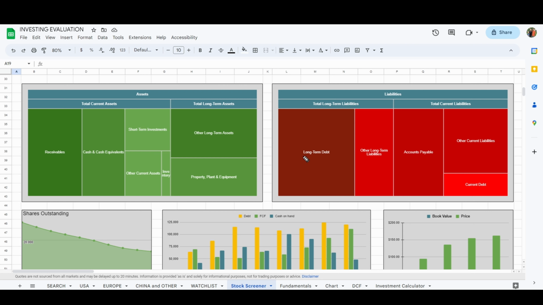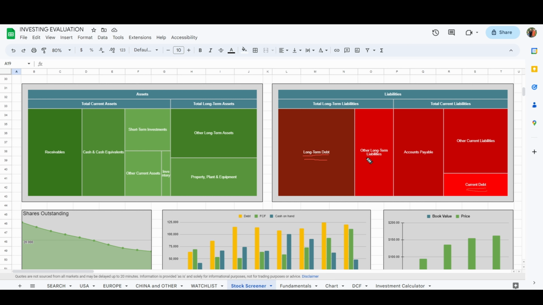Now, Apple also has a lot of long-term debt. Not a lot of current debt, but a lot of long-term debt. So much, in fact, that they can't really pay it with their cash and cash equivalents, but that's okay because they do have a lot of free cash flow. But we're going to take a look at that in a different chart in a second.